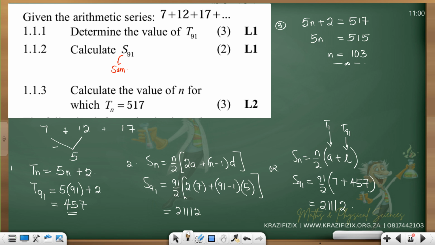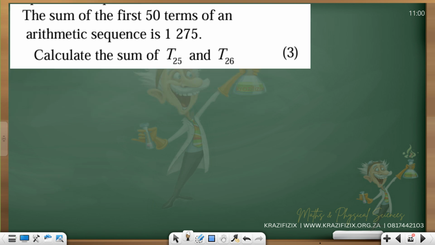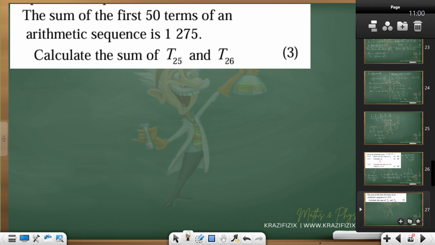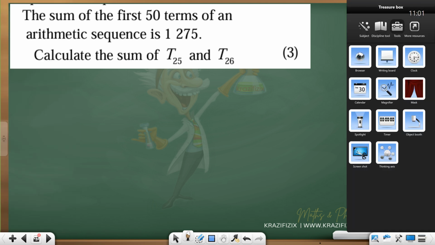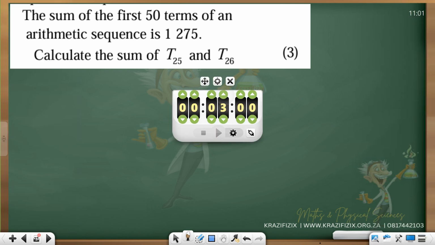Great. So basic. Let's see if we can try one more. Okay, you try this. This one is looking interesting. The sum of the first 50 terms of an arithmetic sequence. Calculate the sum of... Okay, let's see. Do you want to try? I'll give you 5 minutes. We're done for today. We'll continue from here tomorrow, but let's just see.